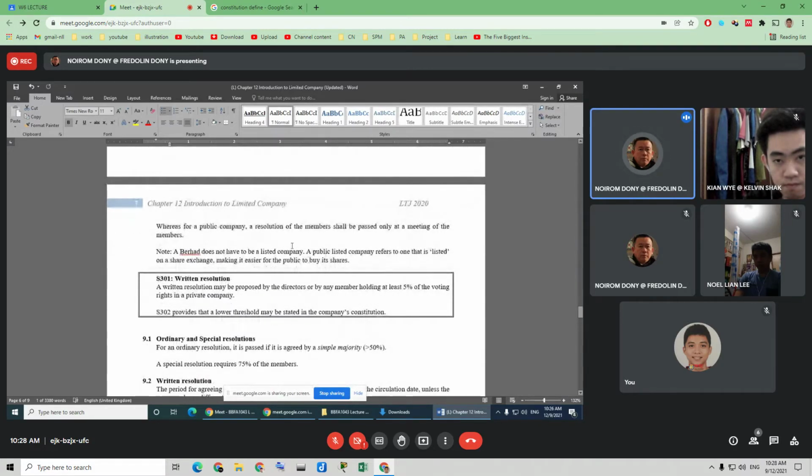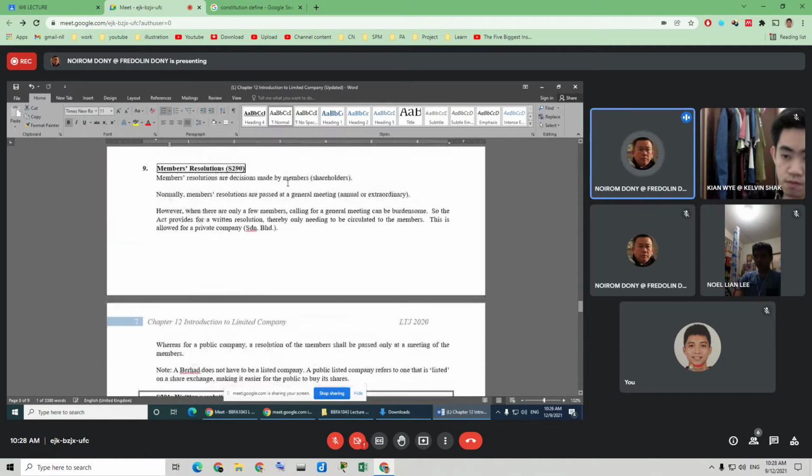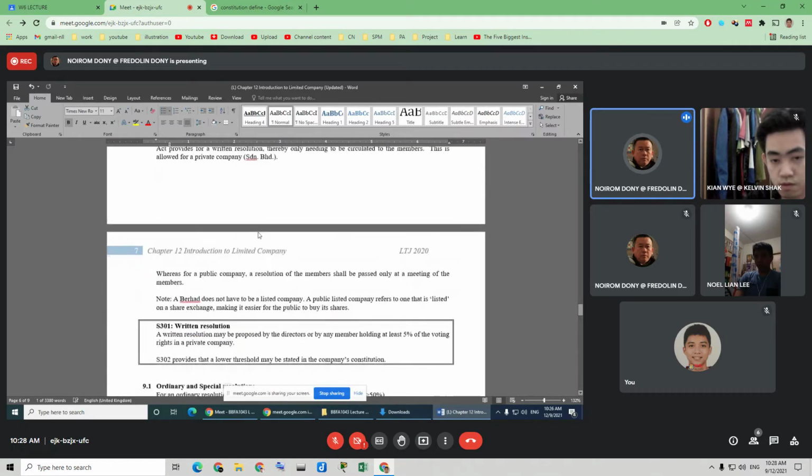Whereas for a public company, a resolution of the members shall be passed only at a meeting of the members. So this does not apply to a public company, only a private company. Just now, that is in written form. So they have circulated it to the members, and this can be considered a members' resolution. But for a public company, it must be passed only at the meeting of the members.